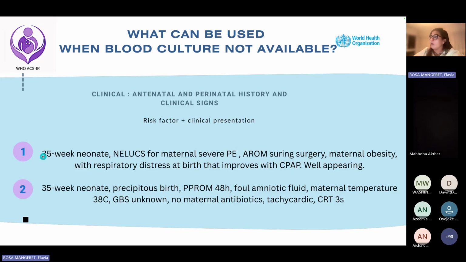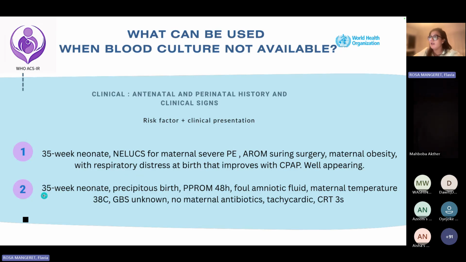For example, we have 2 cases here. Case 1 is a 35-week neonate that had a non-elective cesarean section. It was an emergency cesarean section for maternal severe preeclampsia, so a maternal reason, and had an artificial rupture of membranes during the surgery. Apologies for the typo. There was also maternal obesity, with respiratory distress at birth that improved with CPAP. The baby is well appearing.